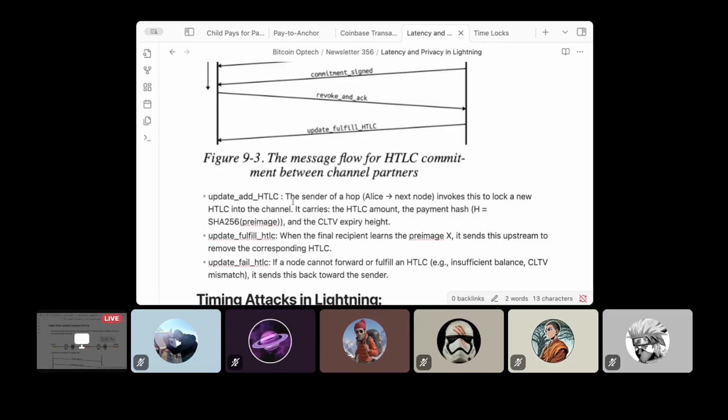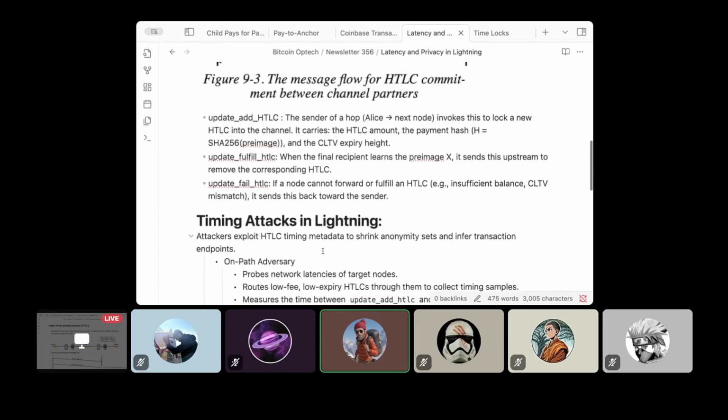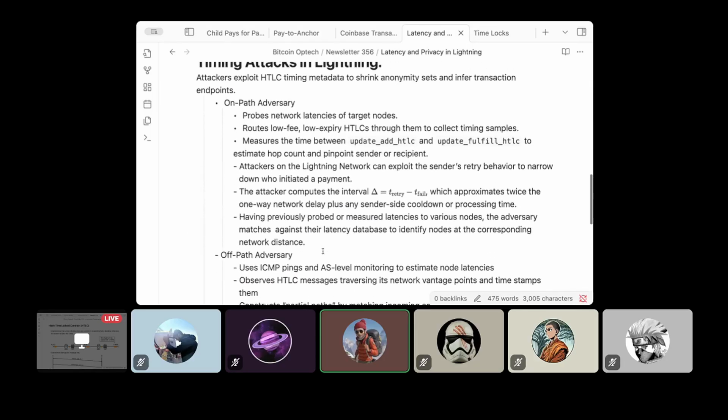Basically, the first message would be an update add HTLC message. That's when the sender sends the information to Bob. When the final recipient, Bob, learns the pre-image, he sends the update fulfill HTLC. In case there is any issue or failure, that is, if Bob cannot forward it, then he sends a fail HTLC message back to Alice. So, how does a timing attack use these message exchanges?